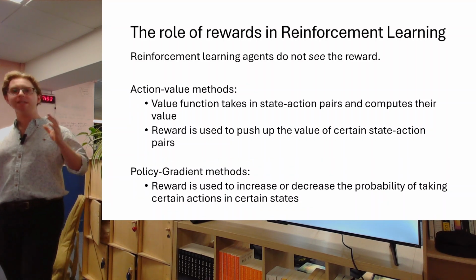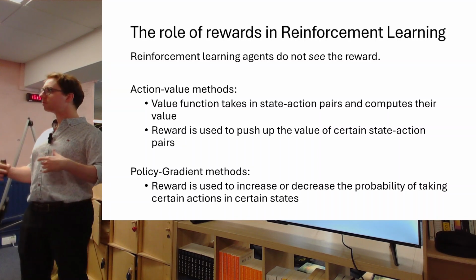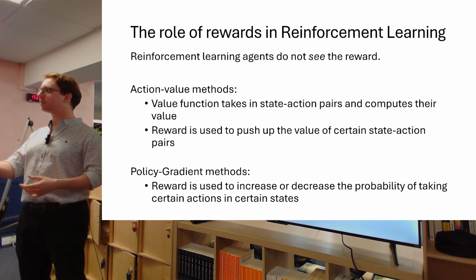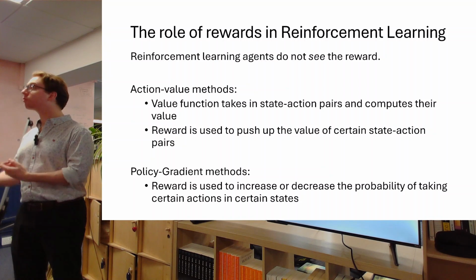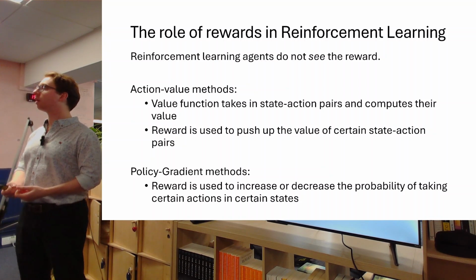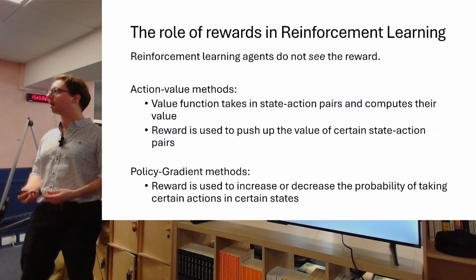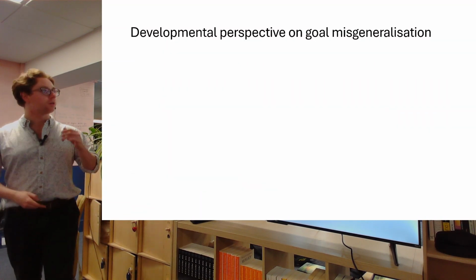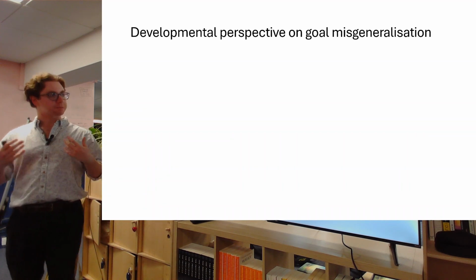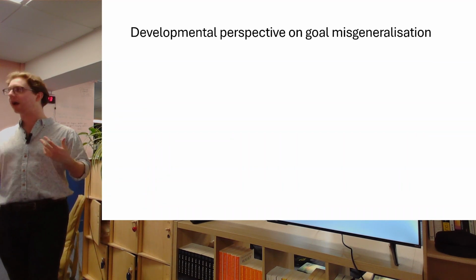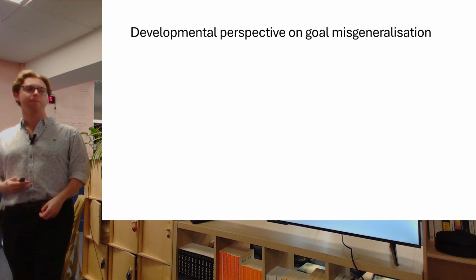And so under this lens, seeing them as a function for selecting different cognitive patterns, there's no reason why training a reinforcement learning agent must cause it to, in some sense, internalize the reward function, so internalize the goals that are encoded by the reward function. So the developmental perspective on goal misgeneralization: how does this happen? What leads to it happening?